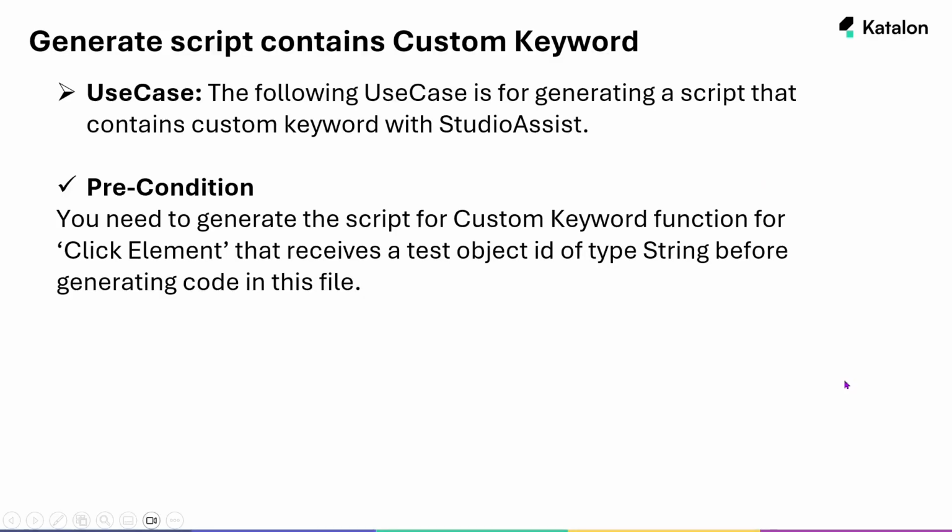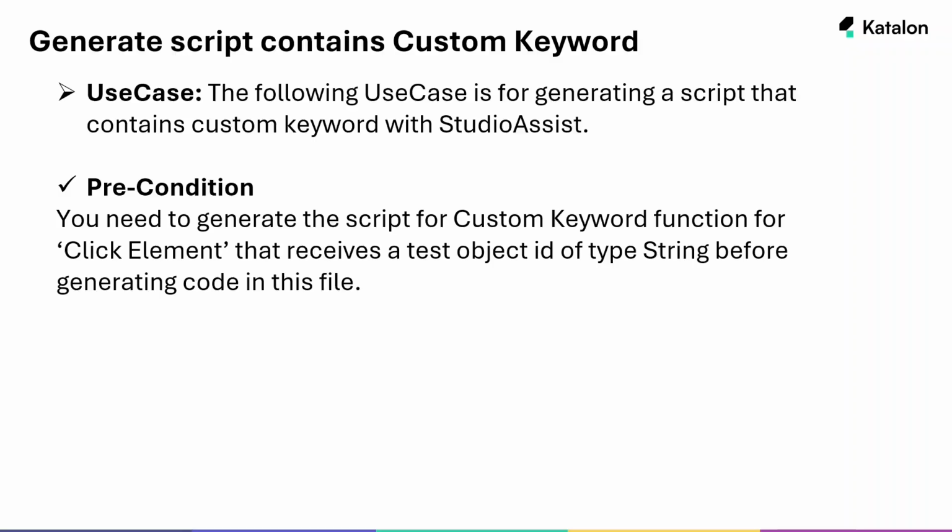So now let us learn how we can generate a script that contains a custom keyword by using StudioAssist. So I'm going to teach you a use case. The following use case is for generating a script that contains a custom keyword with StudioAssist. What do you mean by that? I would like to automate an end-to-end scenario by using plain English with the help of StudioAssist. Now, while automating your test case, I would like to use the custom keywords.